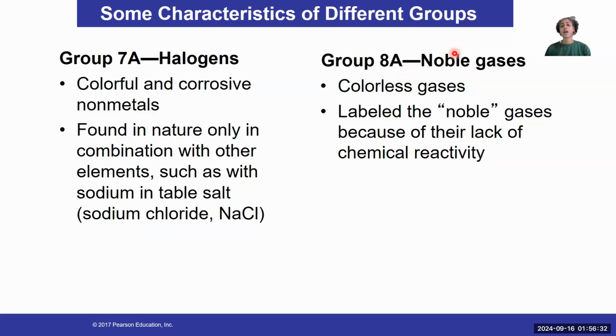Group 18 are the noble gases. They are noble, meaning they're snooty. They don't want to interact with other elements. They may interact with themselves, but no other elements. And they have very little chemical reactivity. And it's also because of the number of valence electrons that they have. And we'll look at that at the end of this video.